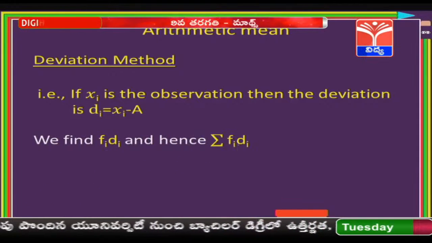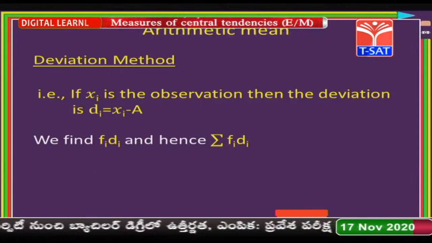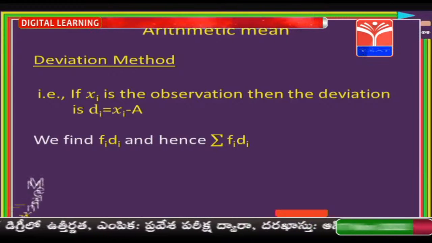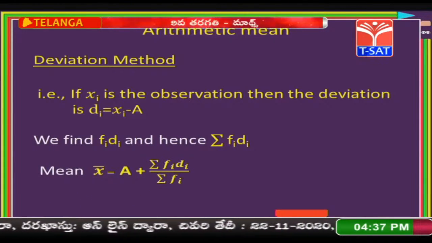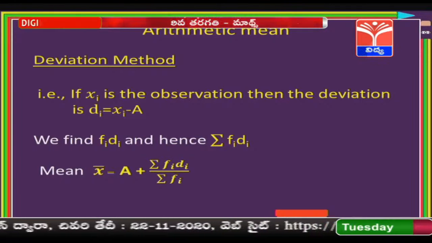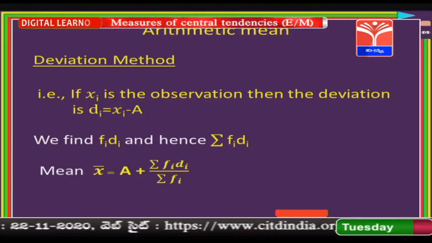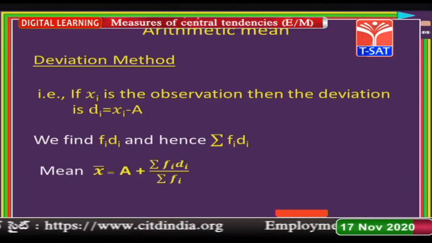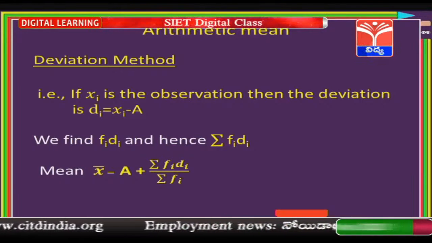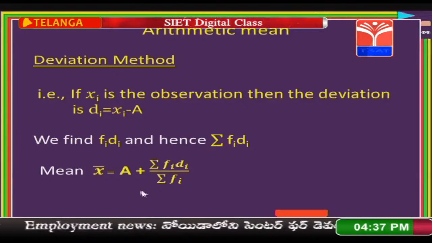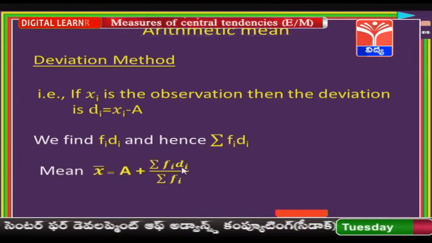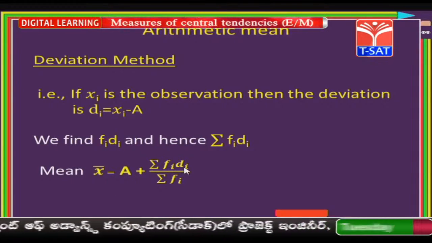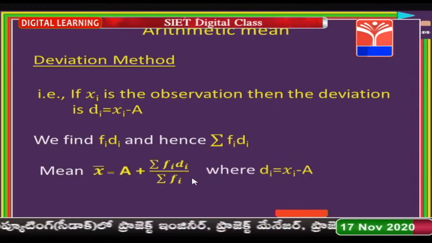So, we find fi into di and hence sigma fi di. After getting this, we are going to take the mean as x bar is equal to a plus sigma fi di divided by sigma fi. So, the difference between the earlier method and this method is you are going to add one a here. There was no a here, you are going to add a here. Instead of xi you got di here, where the value of di is nothing but xi minus a.